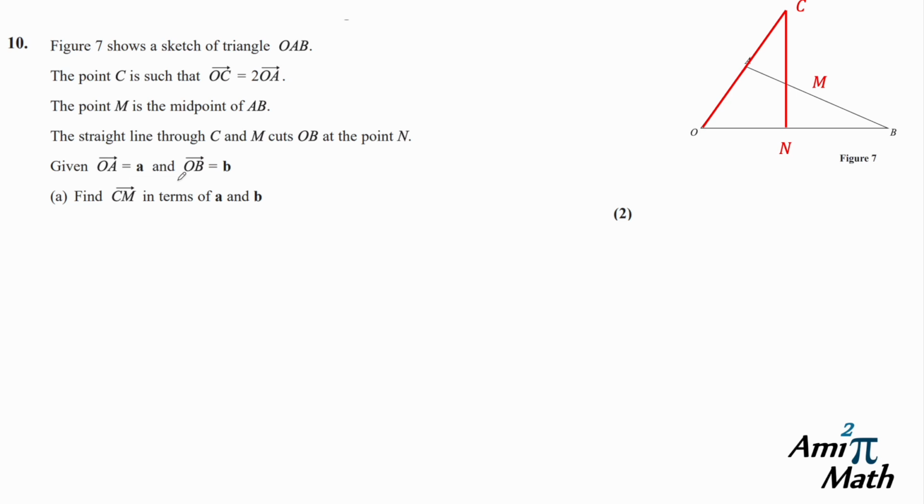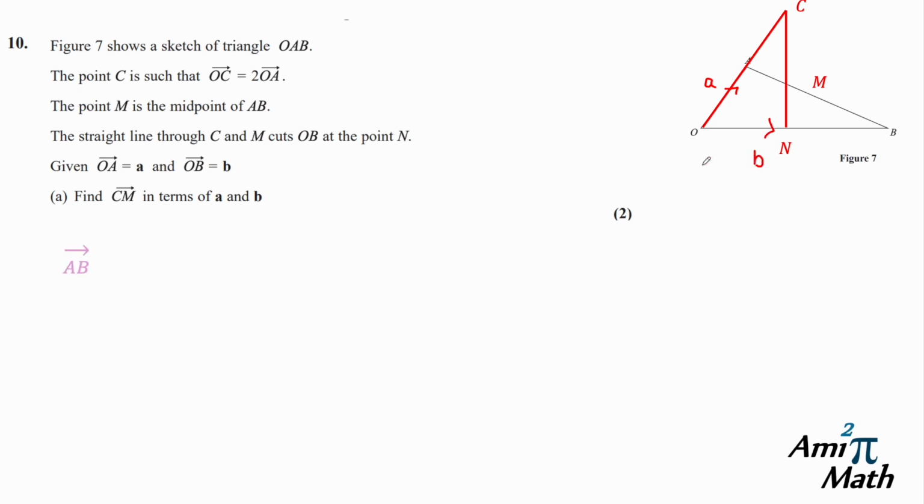Given that OA equals a and OB equals b, find CM in terms of a and b. Okay, so let's just write this down first. We know that OA is just a, in this direction, and OB in this direction is b.